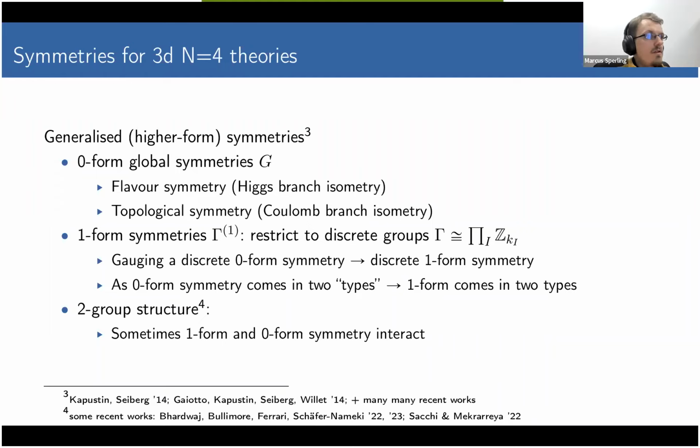And as you already see in the zero-form setup, we have two types of symmetries. So we can also expect there are going to be two types of one-form symmetries, simply because they can have two different origins. And lastly, there's of course a possibility that the zero-form and one-form symmetry talk to each other. Sometimes they are completely decoupled as a product, but sometimes there's a chance that we have this extension, which is called the two-group structure, which has been addressed by various people in quite recent times. We're going to talk about this in a bit.